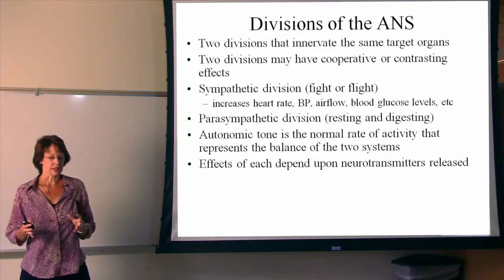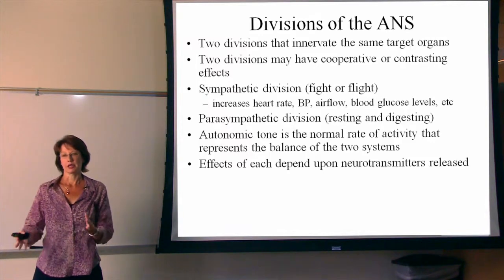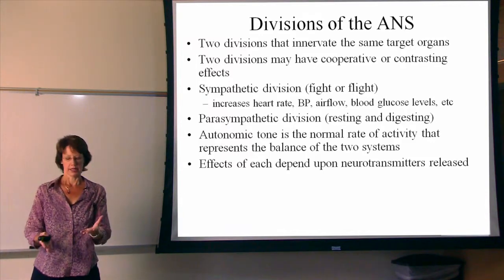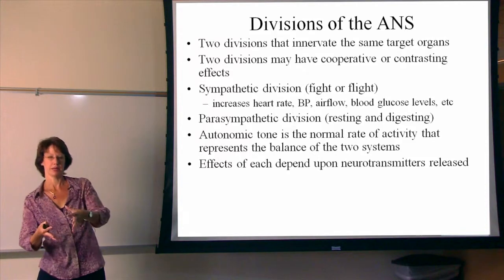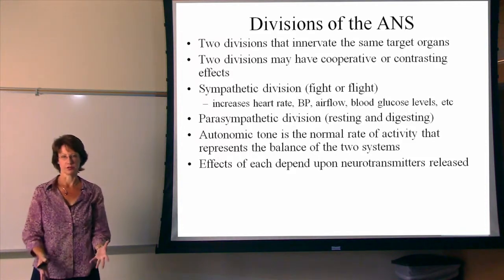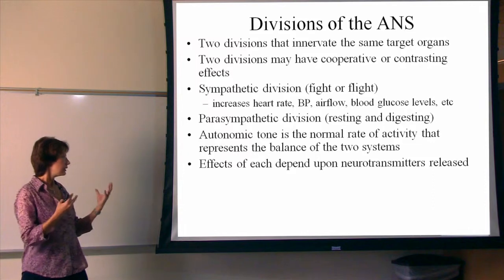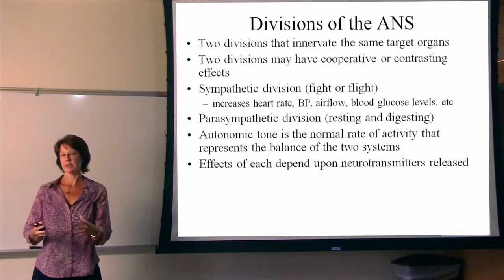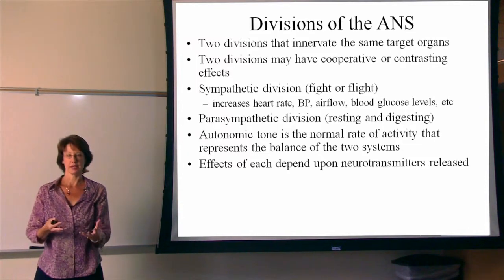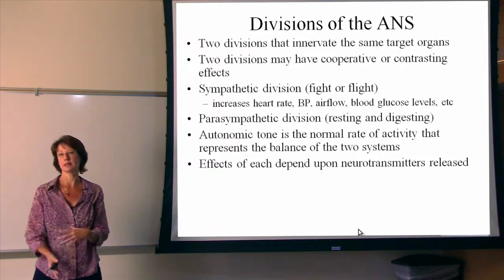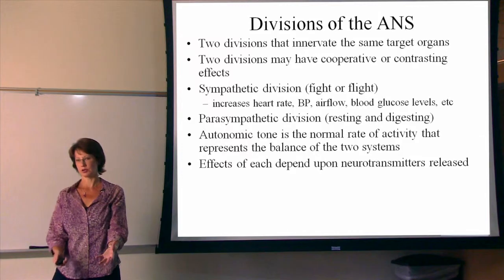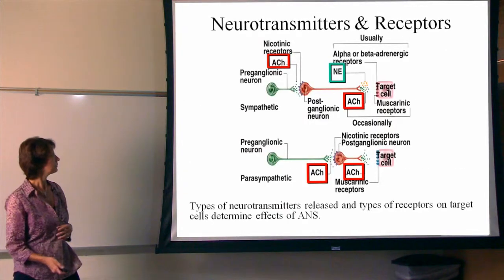Really, in your body, there is something called autonomic tone. Autonomic tone is the balance that's maintained between sympathetic and parasympathetic in all the organs of your body. The effects that happen in sympathetic or parasympathetic depend on what neurotransmitters get released in that process, and we'll be talking about more of those neurotransmitters soon.